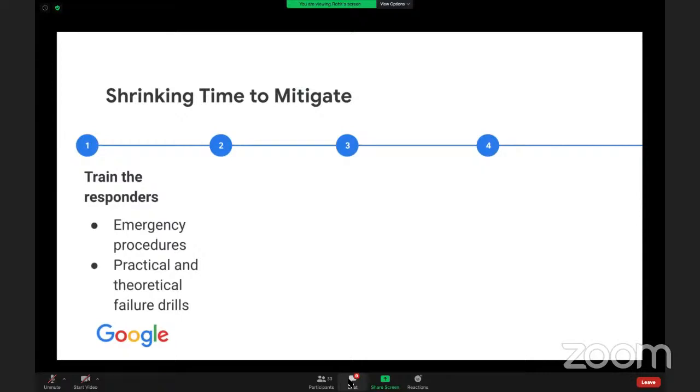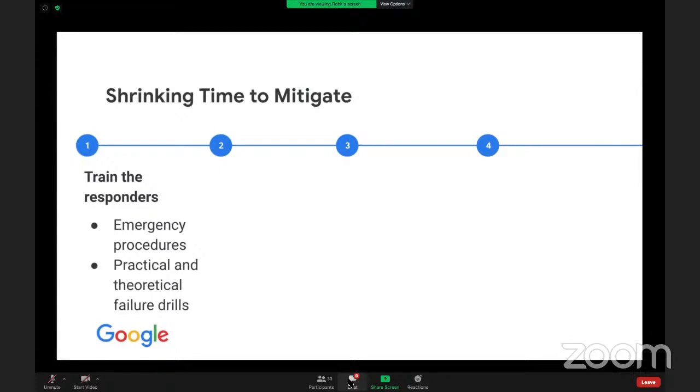And don't just train people on call, include everyone who could participate in the incident response. Devs, product managers, even CEOs. And don't just train them once. Incident response training gets rusty quickly.